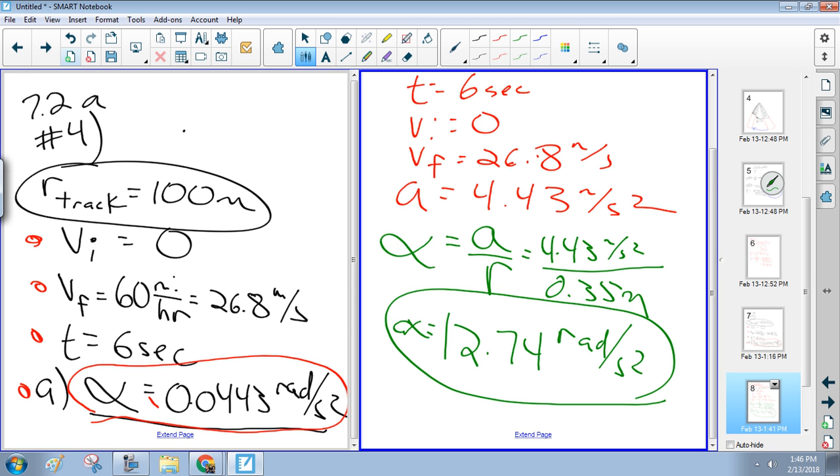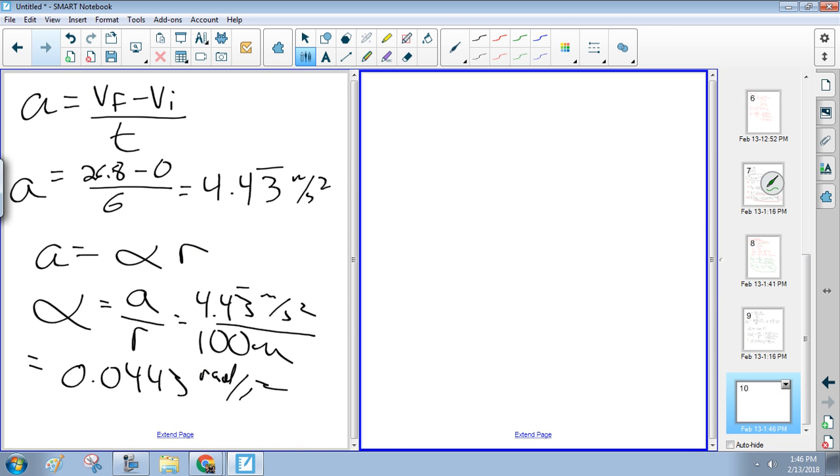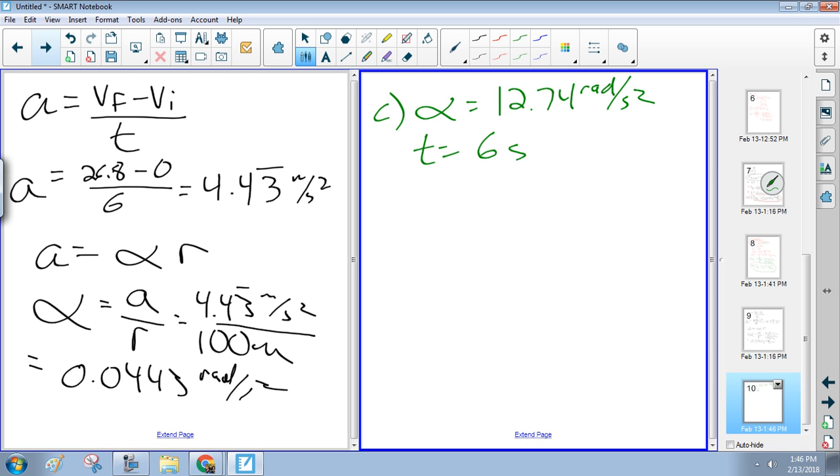And then finally, part C. How many times will the tire rotate in the 6 seconds? What is it really asking you for? When I ask you how many times it will rotate, I'm asking you angular displacement, right? So for part C, here's what I know. I know my angular acceleration is 12.74 radians per second squared. I know my time is 6 seconds. I know my initial angular velocity is 0. We're trying to find our change in theta.